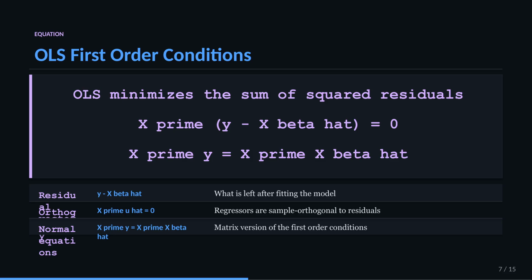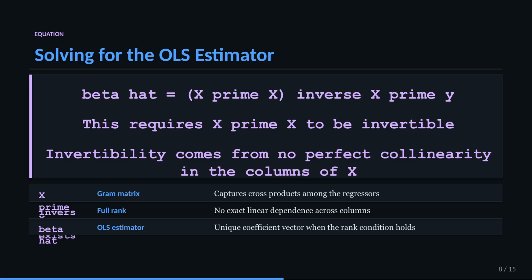If that sounds fancy, do not let the label distract you. It is the same idea we already had in scalar notation. The residuals have to be orthogonal to the regressors at the optimum. If X prime X is invertible, we can solve directly for beta hat. The result is beta hat equals X prime X inverse times X prime y.